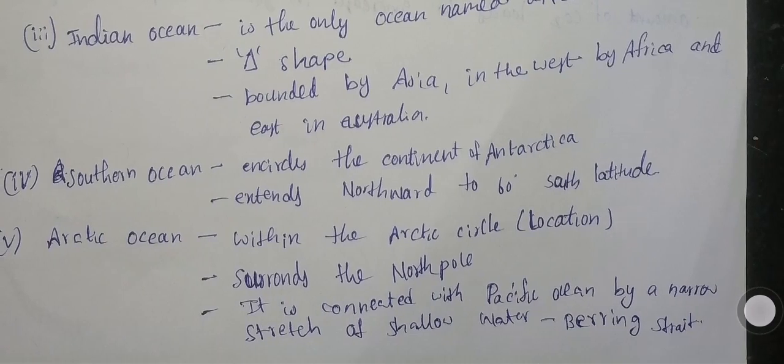Next, Arctic Ocean. This is the last ocean. Its location is within the Arctic Circle only. Arctic Circle is at 66.5 degrees latitude. Within that latitude, we have the Arctic Circle, which surrounds the North Pole, and it is connected with the Pacific Ocean by a narrow strip, that is the strait, called Bering Strait.